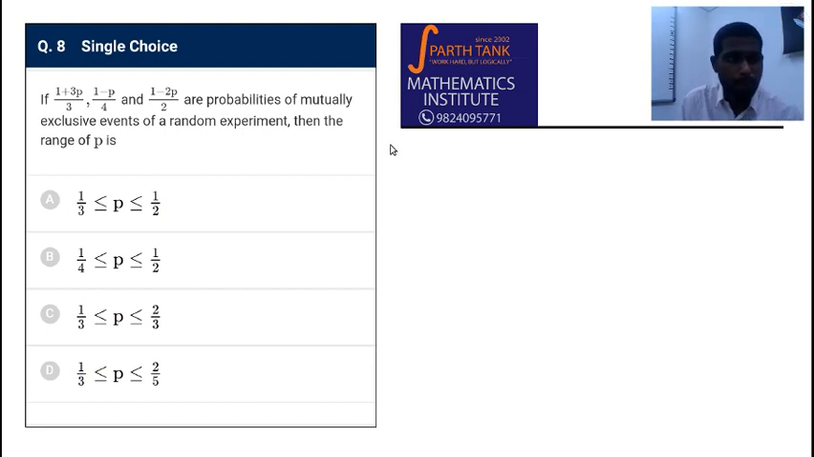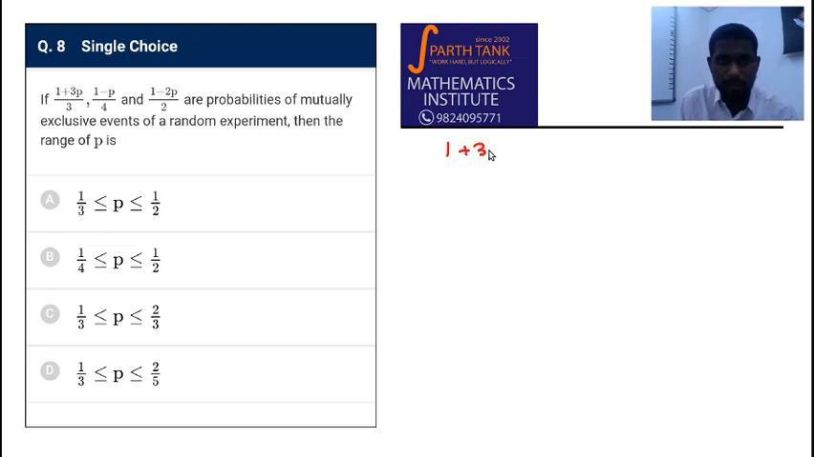If (1 plus 3p)/3, (1 minus p)/4, (1 minus 2p)/2 are probabilities of mutually exclusive events of a random experiment, then the range of p is. So first of all, how to find the range of p? We know each probability should be greater than 0 but less than 1. That is one condition. And then the sum of all the probabilities should be less than 1. Okay. So let us take each probability.